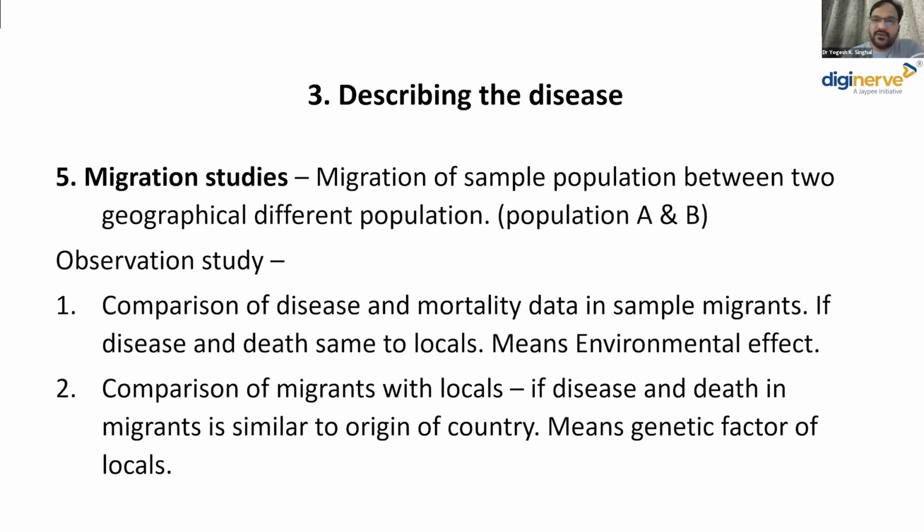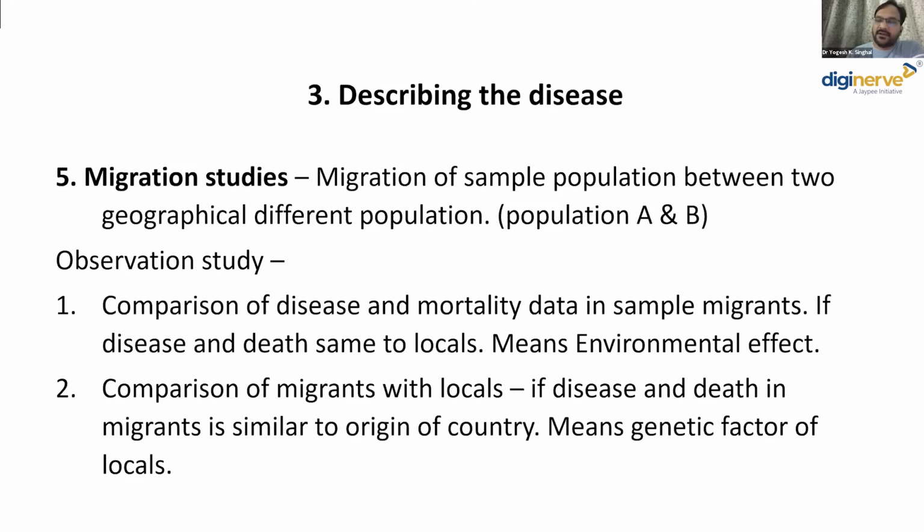This is the same thing I already told you. Suppose we have an example: migration of a sample population between geographically different populations, population A and population B. What we observe is a comparison of disease and mortality data in the sample migrants. If disease and death become the same as the local, it means there is an environmental effect. Because if a migratory person has the same disease as the host country, it means that is the effect of the environment.